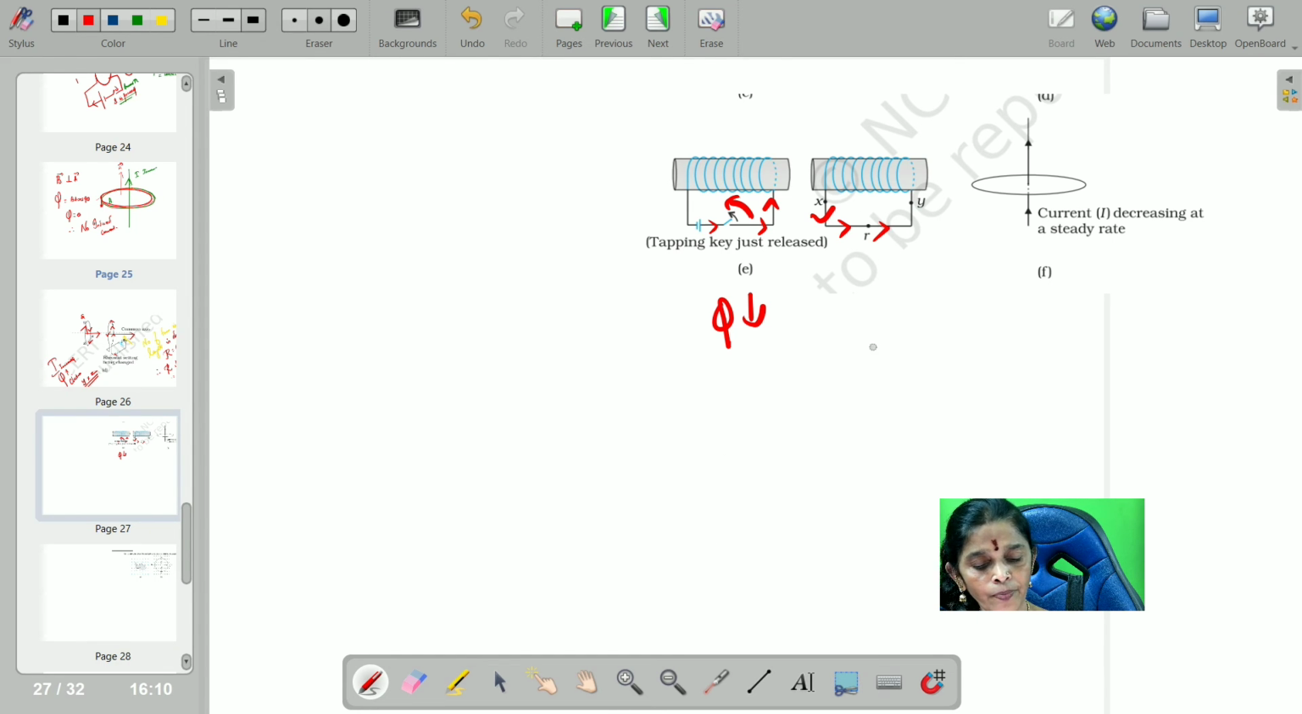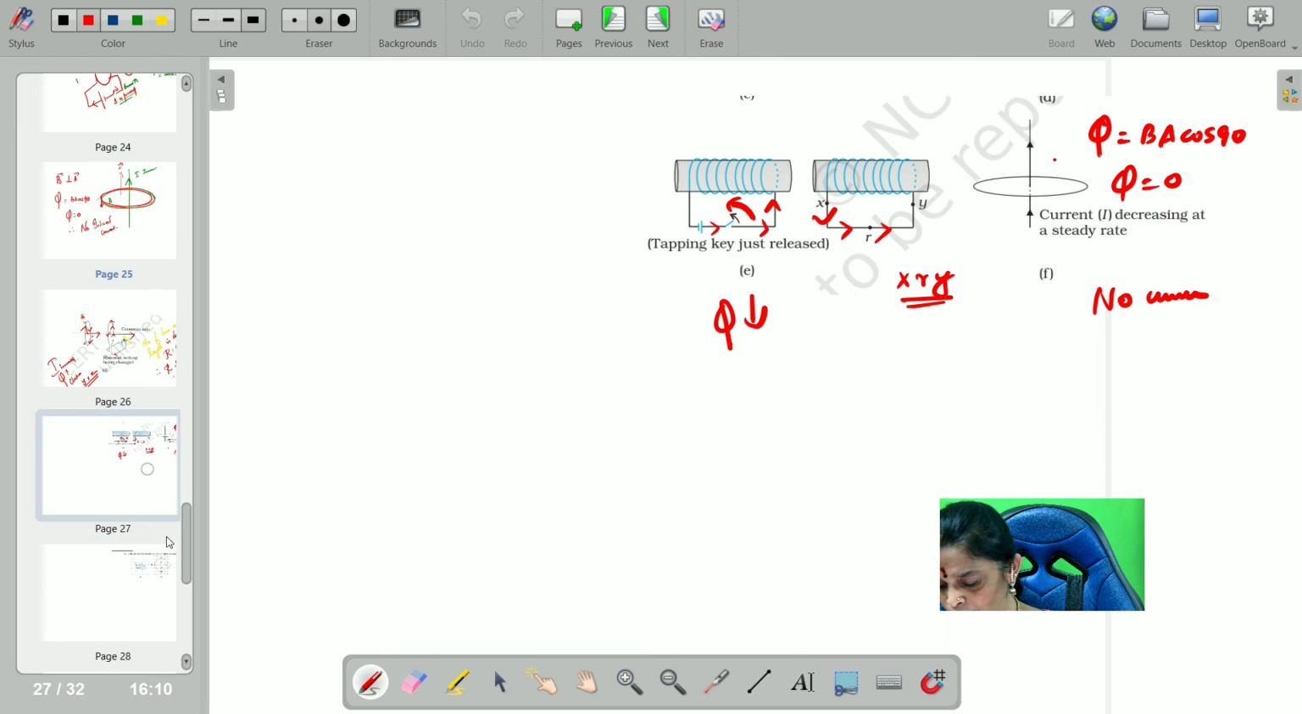So therefore X or Y. So current direction is X or Y. Do not change it. Here also anti-clockwise, there also it is anti-clockwise only. So therefore X or Y. Next, this one we already discussed. So therefore flux phi is equal to BA cos 90. So therefore flux is equal to 0. So therefore no induced current.